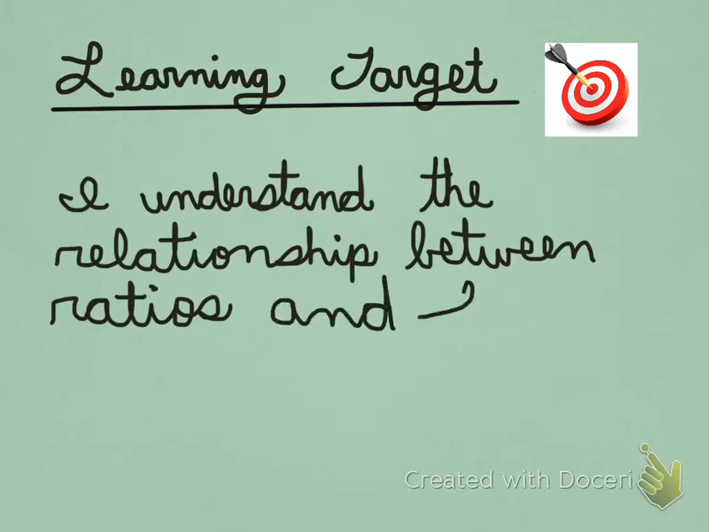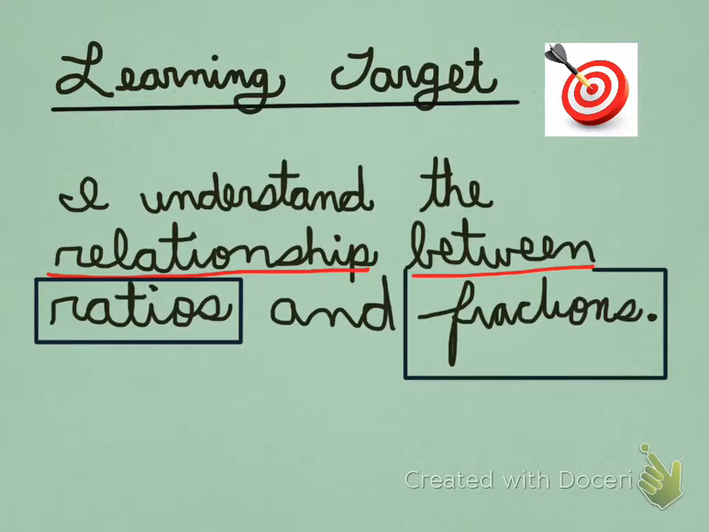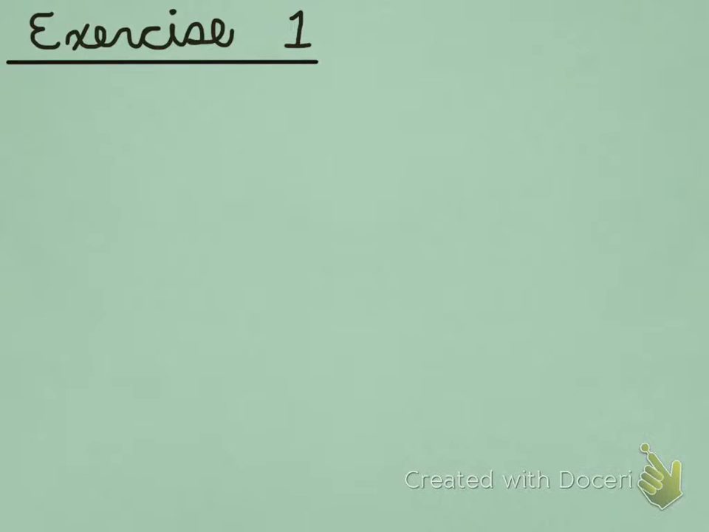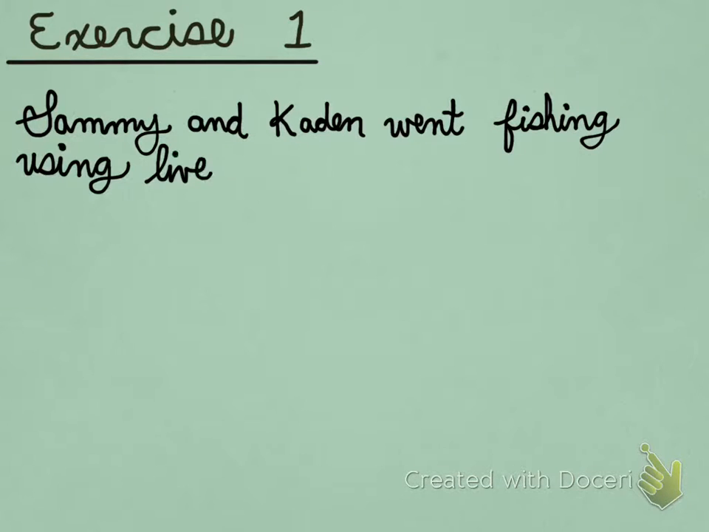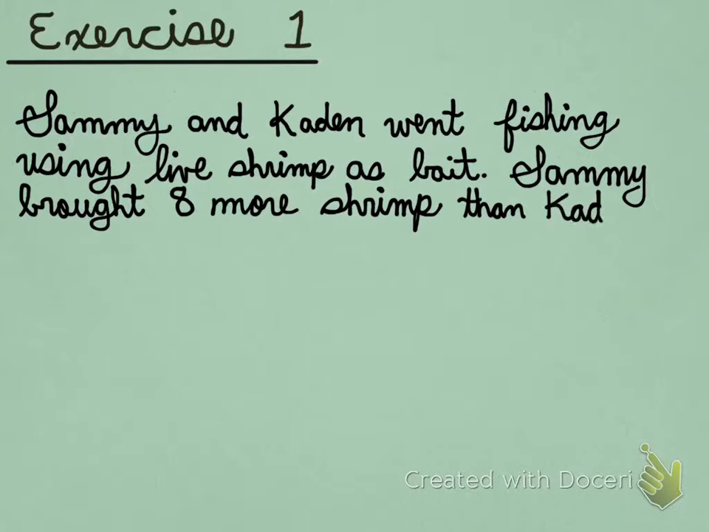I understand the relationship between ratios and fractions. Again, I understand the relationships between ratios and fractions. So I'm going to start with exercise 1. I'm going to read the problem for the gist. I'm not going to make any annotations. I'm reading just for the gist.